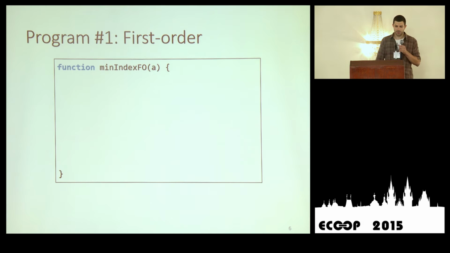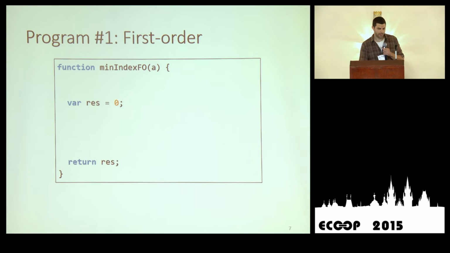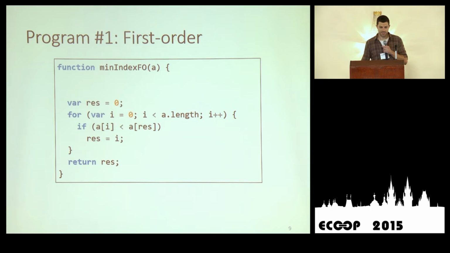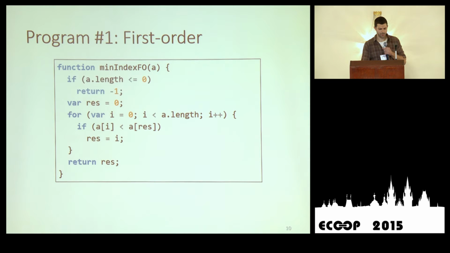A first-order program that solves this problem is, for example, the following function minIndex FO, which defines a variable res that will hold the result. It gets initialized to 0 and gets returned at the end of the function block. It iterates over the elements of the array, and at the core of this iteration, it checks whether the current element is smaller than the smallest element found so far. If necessary, it does the update. We also include a sanity check on the length of the array.